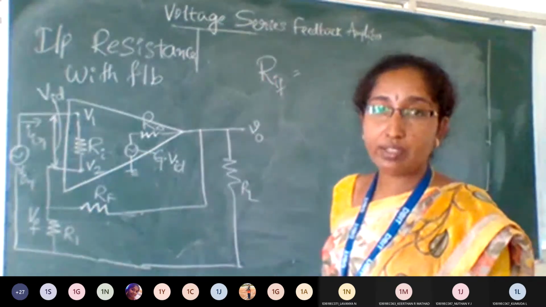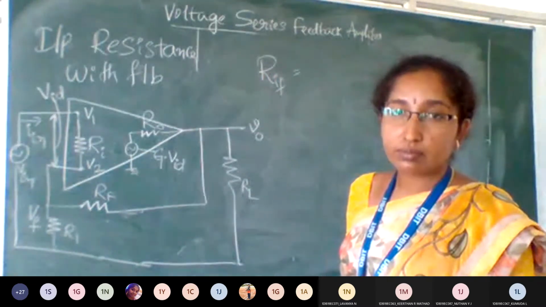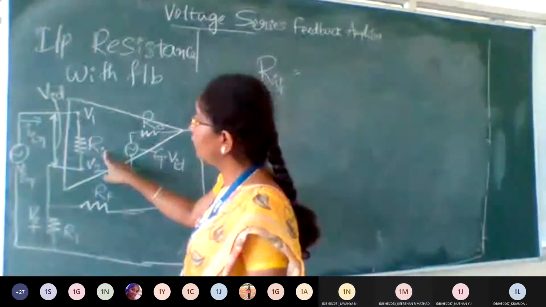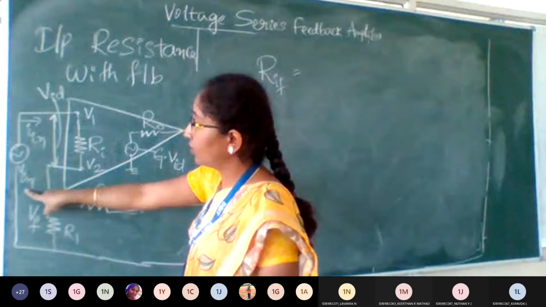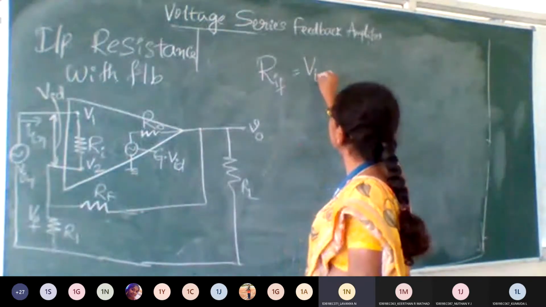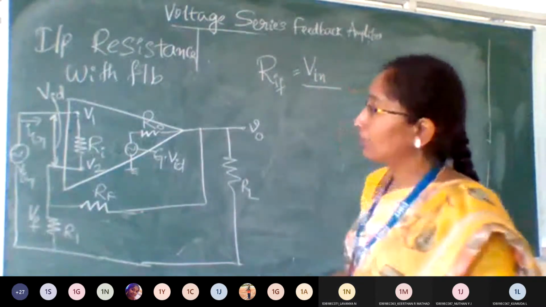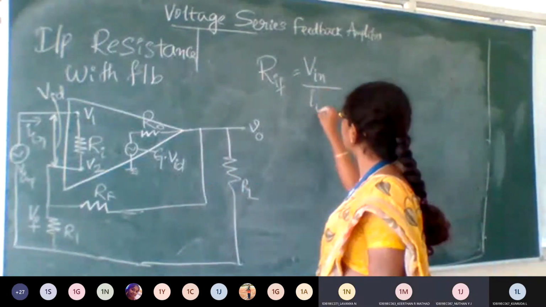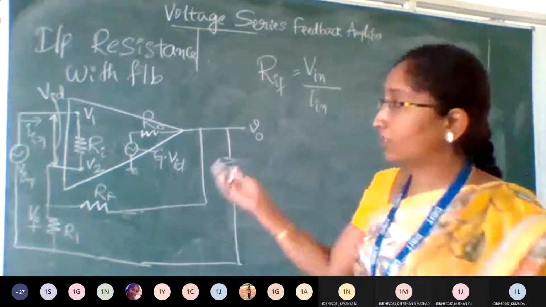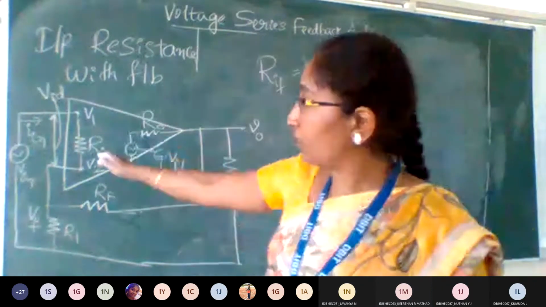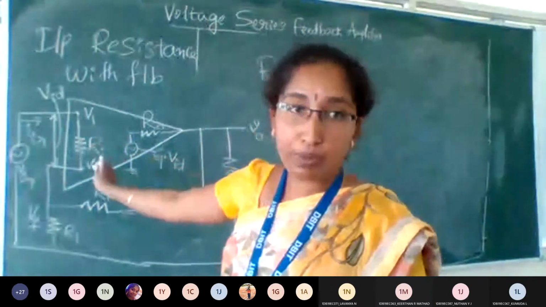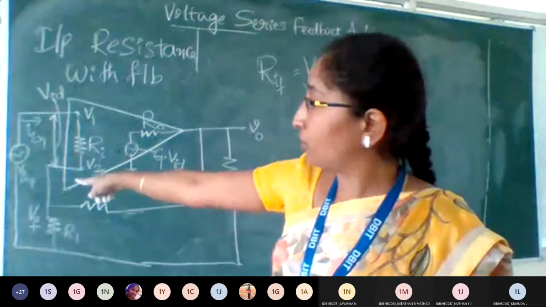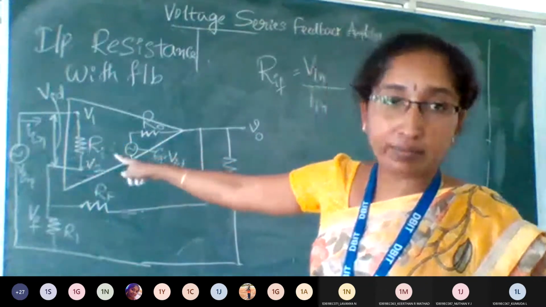Resistance is voltage by current. Now I am talking about internal resistance. What is the input voltage? V in. And what is the input current? Zero, ma'am. I in. No, that is okay, that is zero. Inside the op-amp, none of the current flows, ideally. But here, the input current is due to the input voltages, I in.